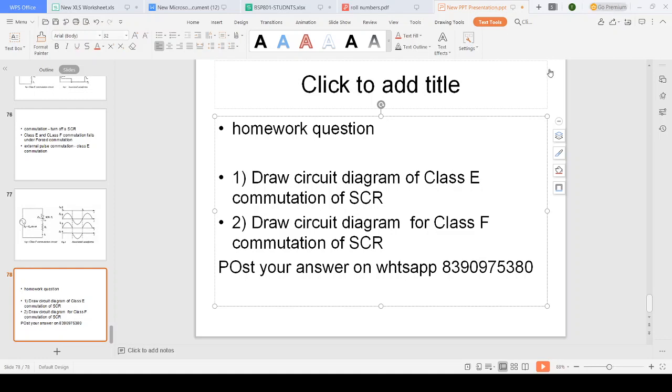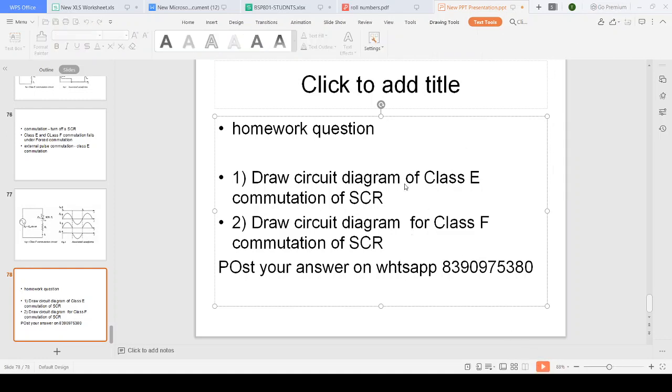The last point about this discussion is the homework question. Draw the circuit diagram for class C commutation of SCR and draw the diagram for class F commutation of SCR.